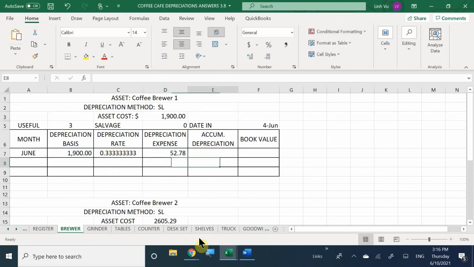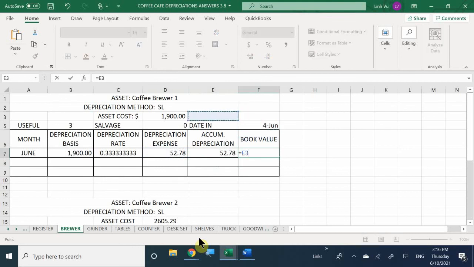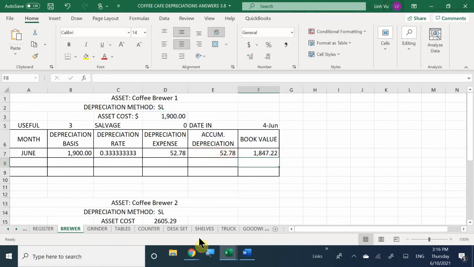52.78. So once again, that will be that. And therefore, what should be my total book value for the first year? 1847.22. Okay, good. So that's our very first one right here. That's how we calculate the depreciation for 1 month for straight line.